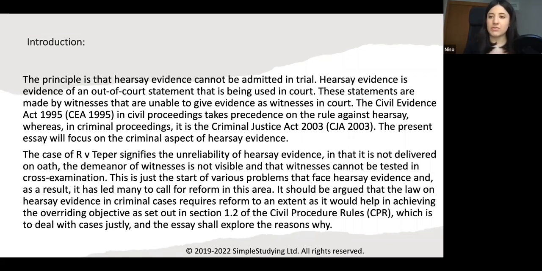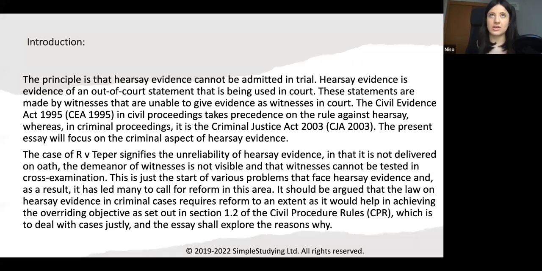As you can see, we have introduced the key statutes that are relevant to this area of law, and we have provided the definition of hearsay evidence. And now we will continue with case law. The case of R v Tapper signifies the unreliability of hearsay evidence in that it is not delivered on oath, the demeanor of witnesses is not visible, and that witnesses cannot be tested in cross-examination.